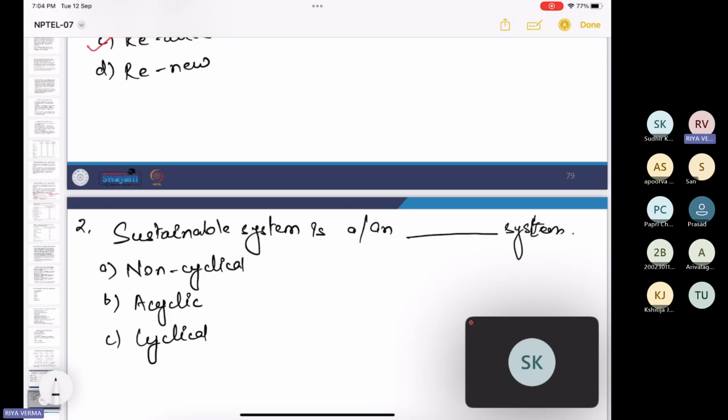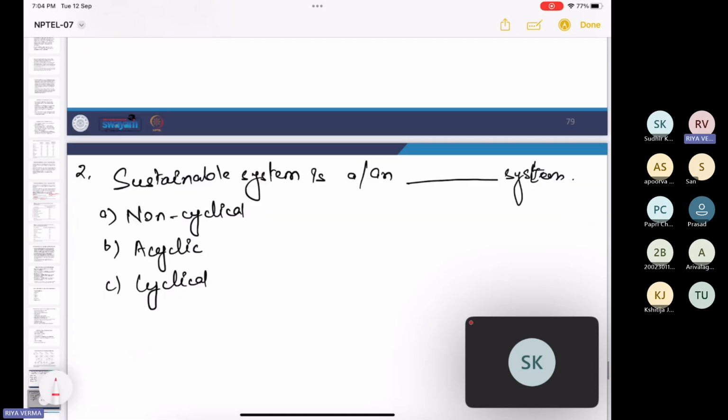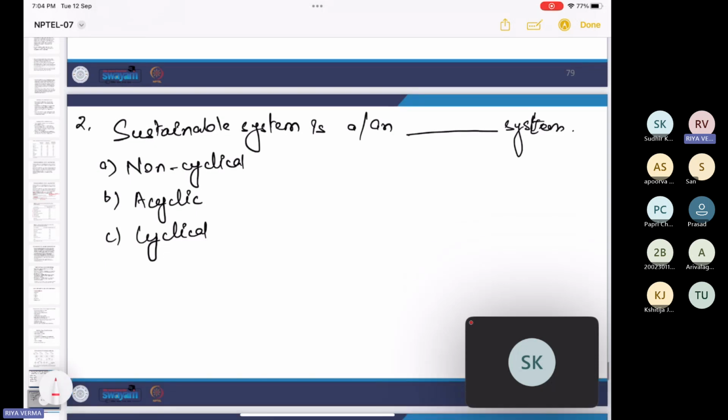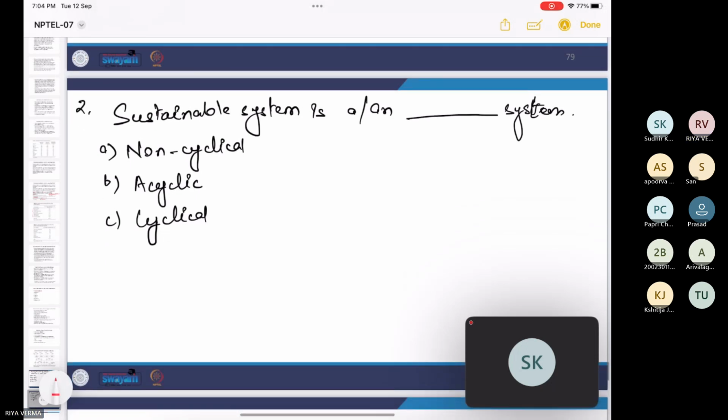Okay. So the next question is, a sustainable system is a dash system. Option A is non-cyclical, B is acyclic, and C is cyclical system. Cyclical.